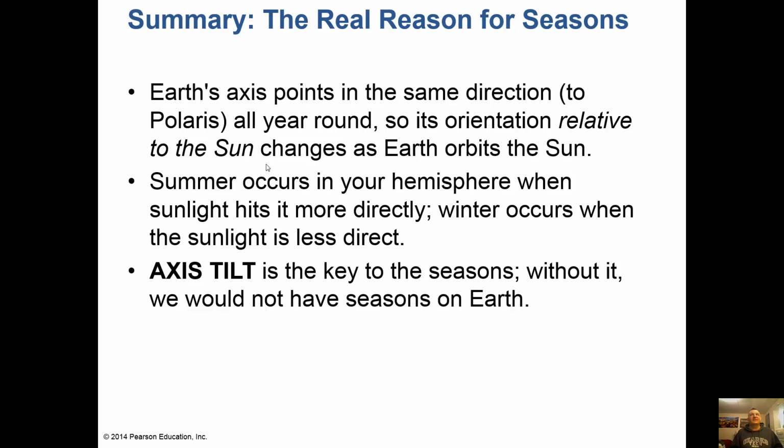So the real reason for seasons has to do with the Earth's axis and its tilt relative to the sun. Summer occurs in your hemisphere when sunlight hits it more directly, and winter the opposite when it's less direct. And so the axis tilt, 23.5 degrees, is the key to the seasons. Without it, we would not have any seasons on Earth.